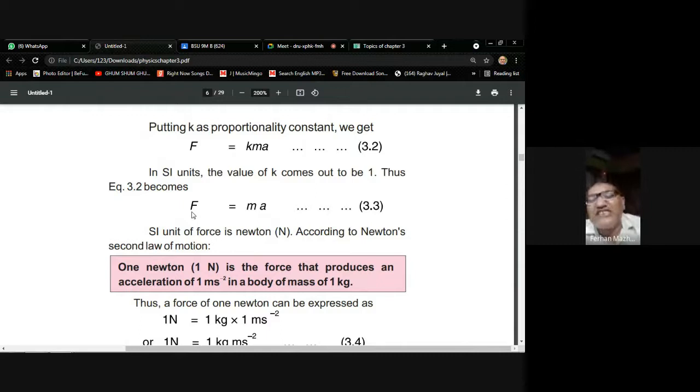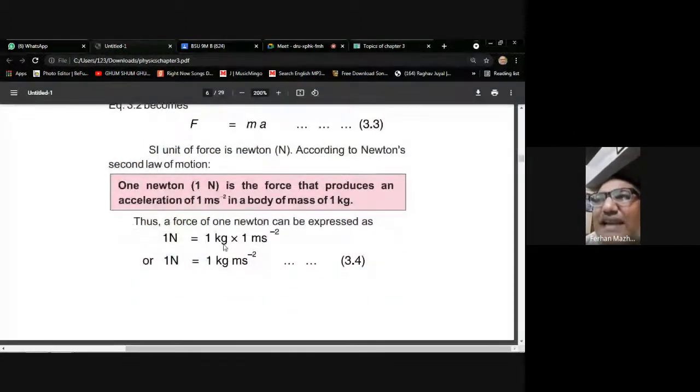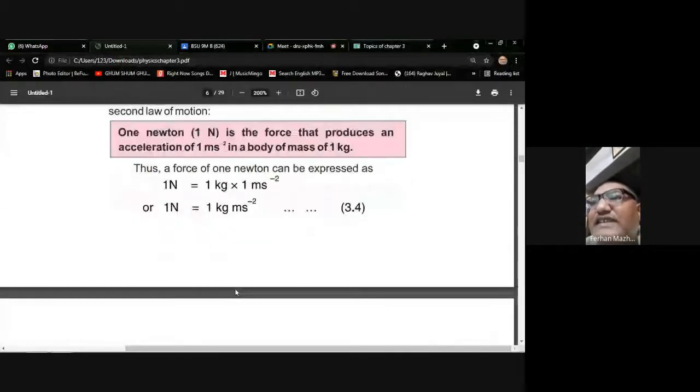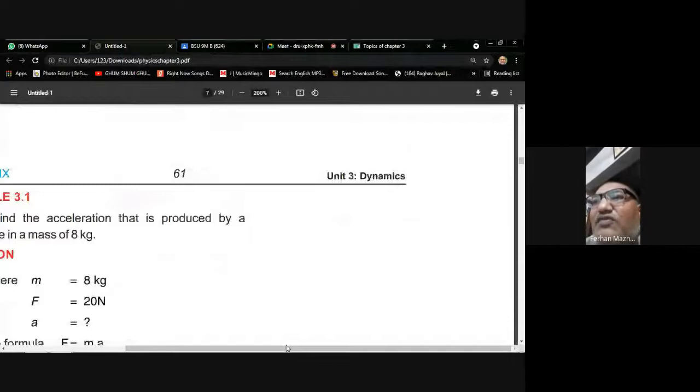So from this formula, we can define 1 Newton. 1 Newton is a force that produces an acceleration of 1 meter per second square in a body of mass 1 kg. That is known as 1 Newton. So 1 Newton equals mass in kg times acceleration in meter per second square. So the Newton can also be written as kg meter per second square. So this is how we do this. This is the second law of motion.